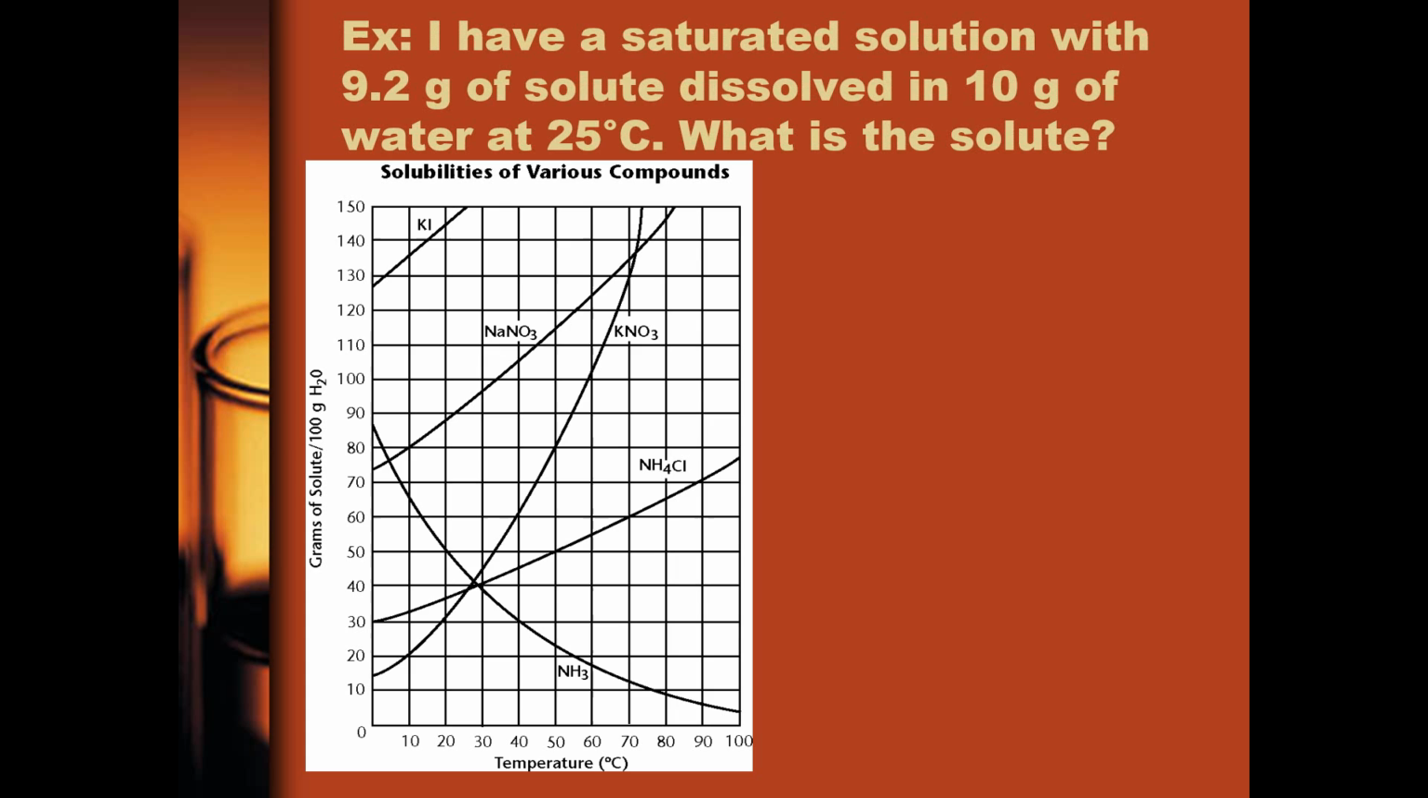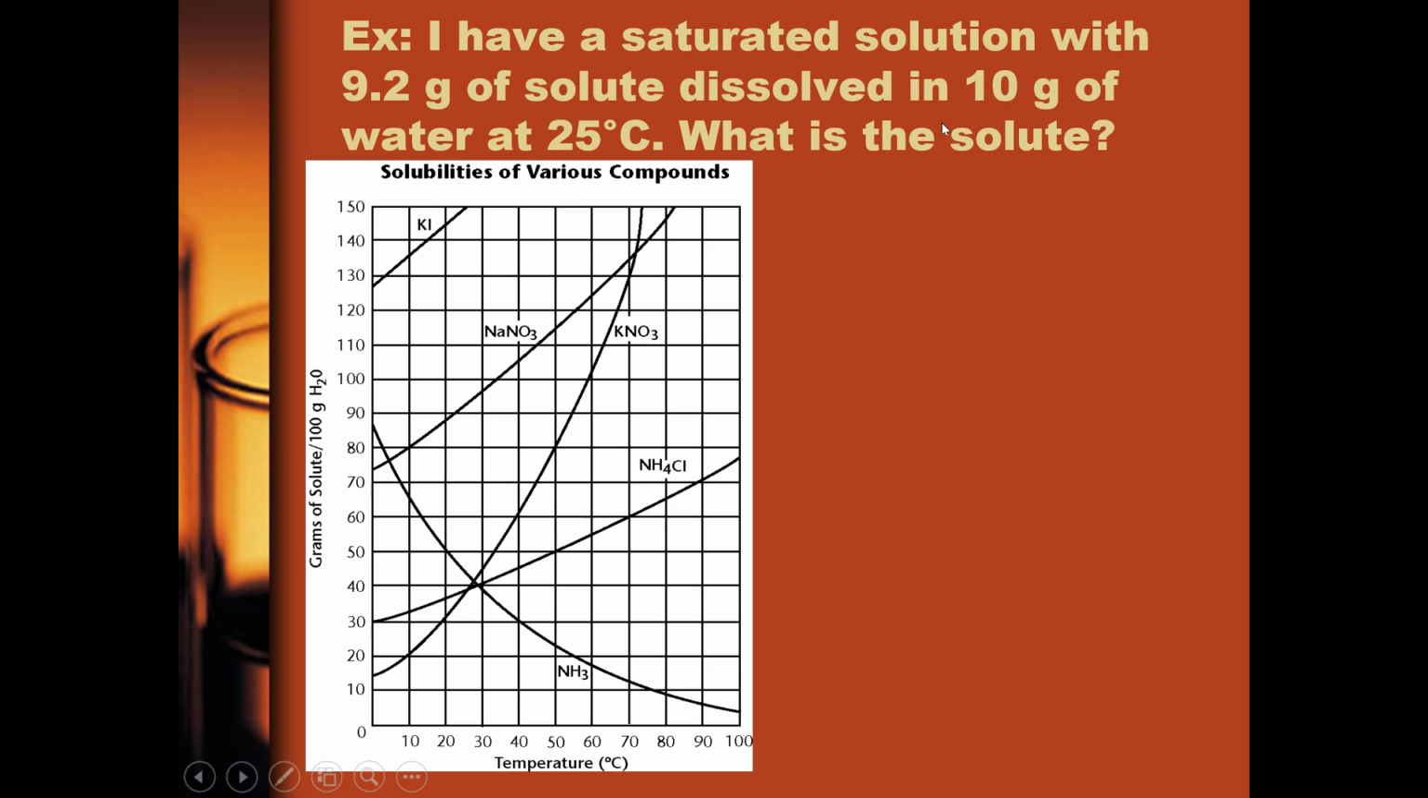To see a different problem, I have a saturated solution with 9.2 grams of solute dissolved in 10 grams of water at 25 degrees Celsius. What is the solute? So this is a different problem because we're actually trying to identify which one of these solutes we're dealing with, and we see some key words here. We see it dissolved, and dissolved means it's saturated, that it's perfectly saturated with the perfect amount of solute.